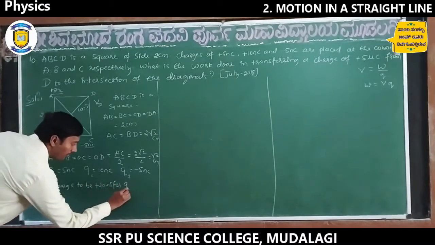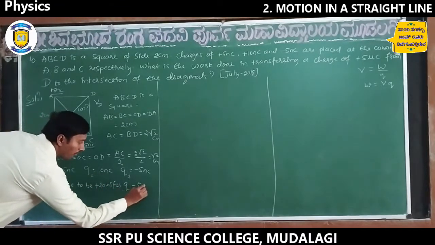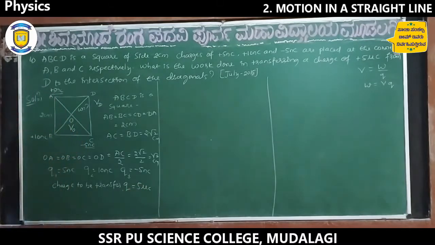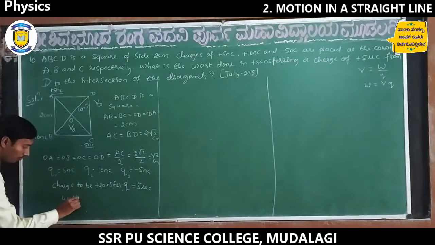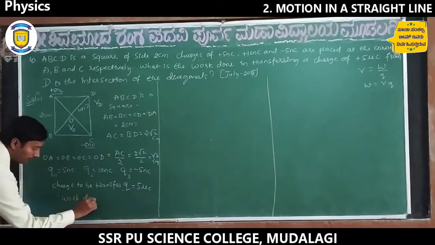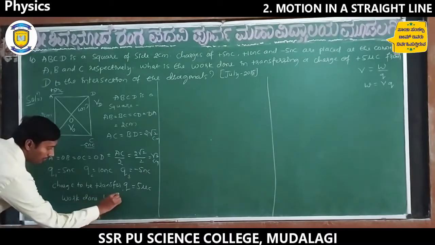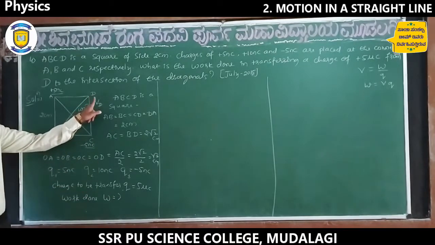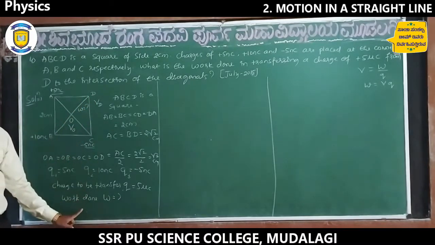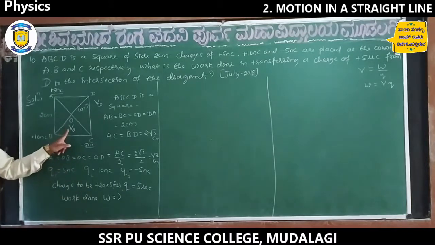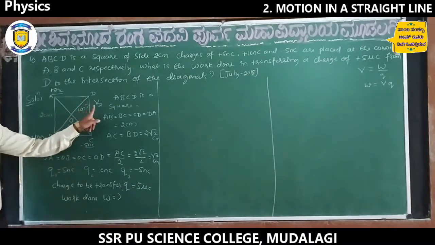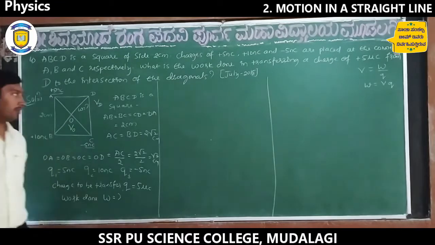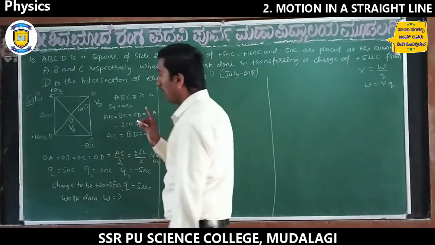Charge to be transferred, that is small q equal to 5 microcoulomb, positive. You are not done. We have to find the work done to transfer the charge from O to D. So the work done is q times the potential at O point minus the potential at D point. Okay, what is the potential at O point?